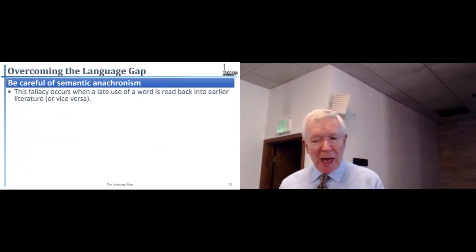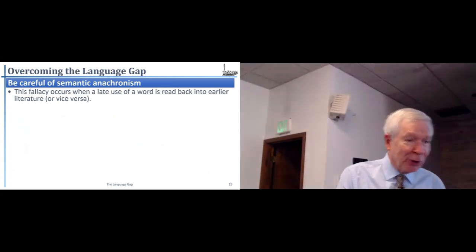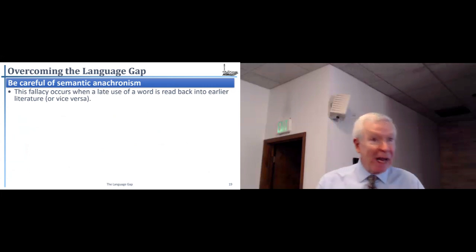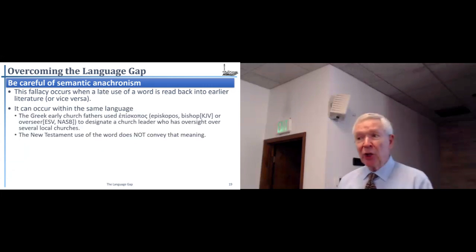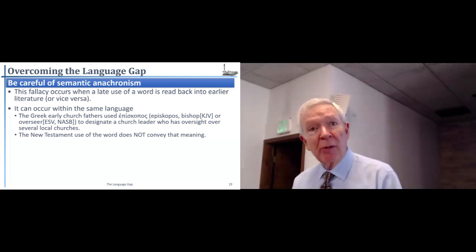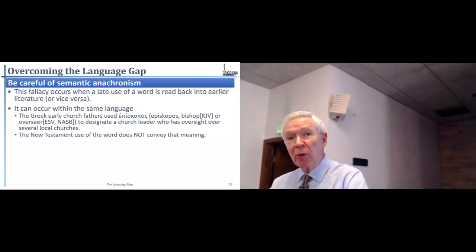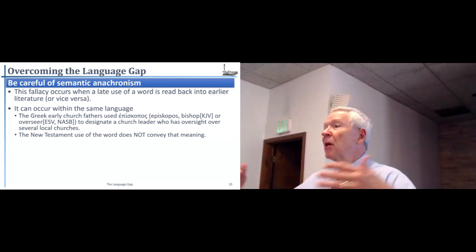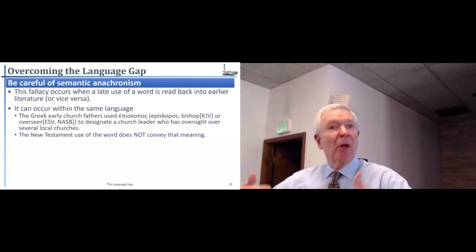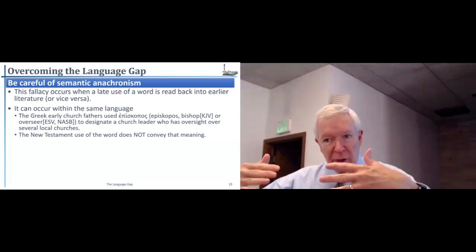It occurs when a later use of the word is read back into earlier literature or vice versa, where a word has changed in meaning and we go back and forth between them. It can occur in the same language. The Greek early church fathers, for example, write about bishops, which is a word that's used in the New Testament, but in the New Testament time frame, it meant an elder or a shepherd. It was a synonym for that same office.